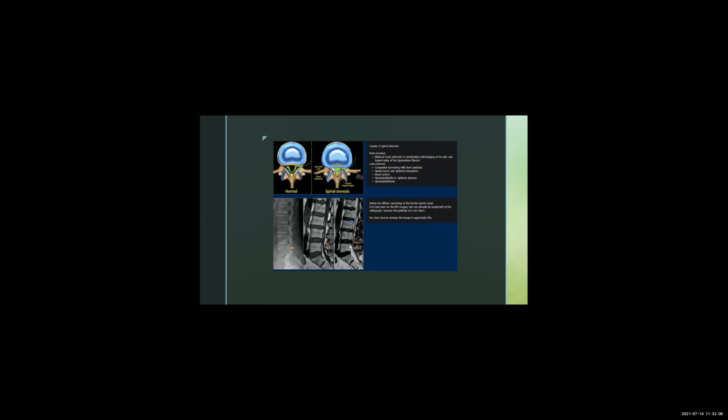And here's an example of it. Here you can actually see it. This is a T2 image. You can see this is the spinal cord right here, and there's that disc bulge pushing on it, and the facets are probably enlarged too. This is an example of canal stenosis.